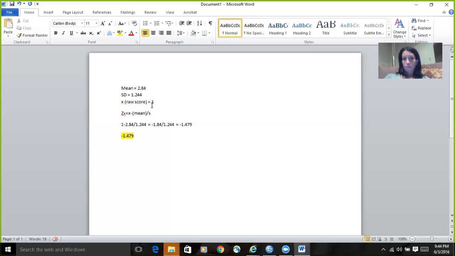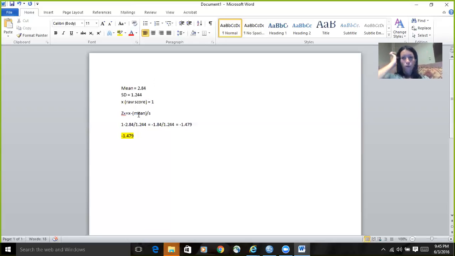Again, I chose 1. Here's the formula for calculating a z-score. It's z sub x, which is the z-score for somebody with a raw score of 1, equals x, which is the raw score, minus the mean, divided by the standard deviation.